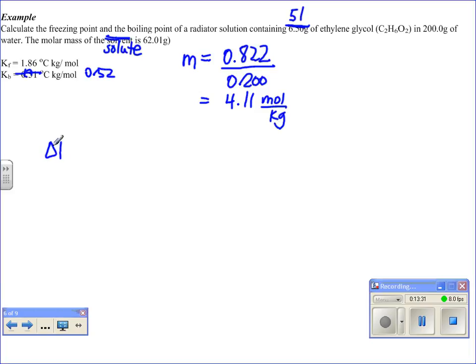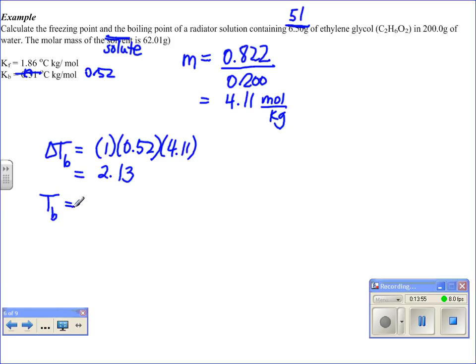So we can find the boiling point elevation here. Ethylene glycol, being molecular, has a Van 't Hoff factor of 1 times 0.52 times 4.11. So we're going to have 2.13 degrees Celsius elevation. So the new boiling point is elevated from the normal boiling point of 100. So it's 102.13.